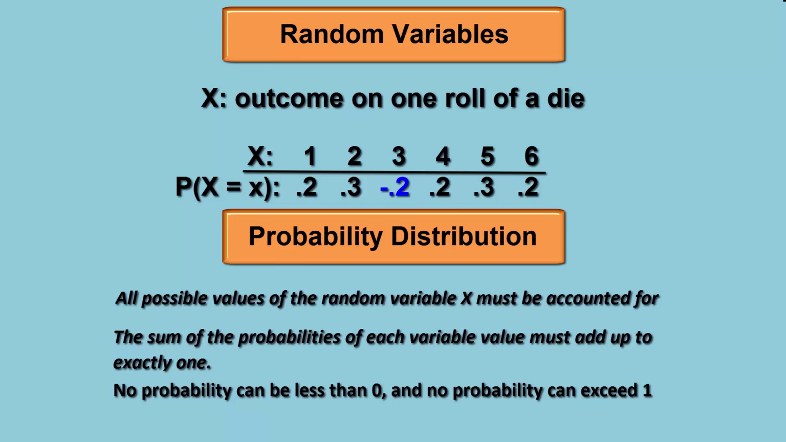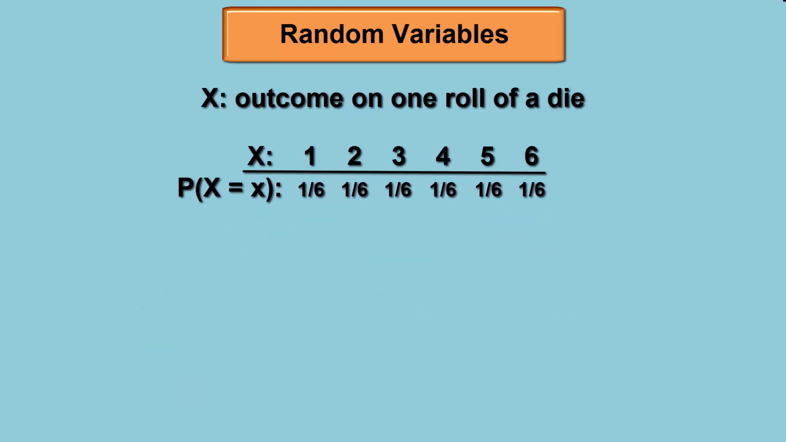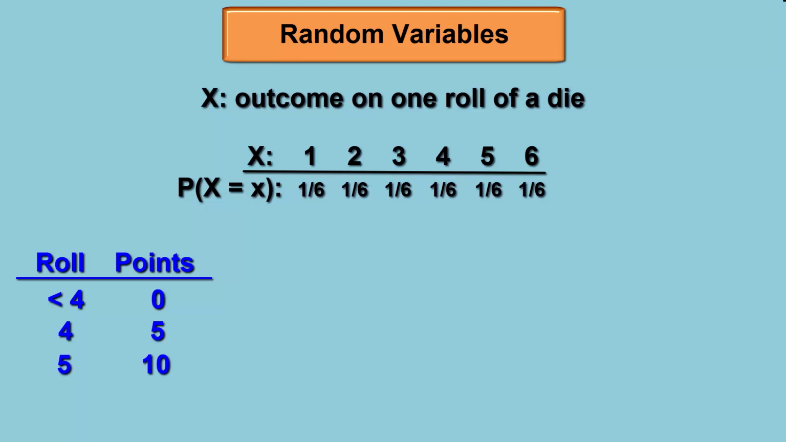A random variable can be more complex. Suppose a game is played where someone rolls a die and is awarded points based upon the number rolled. Here are the points. 0 points for rolling a number less than 4, 5 points for rolling a 4, 10 points for a 5, and 25 points for rolling a 6. We would now declare a random variable representing the points scored and not the number rolled.